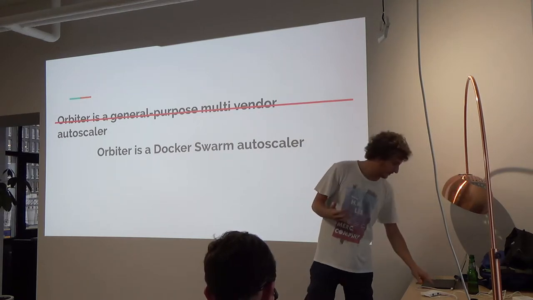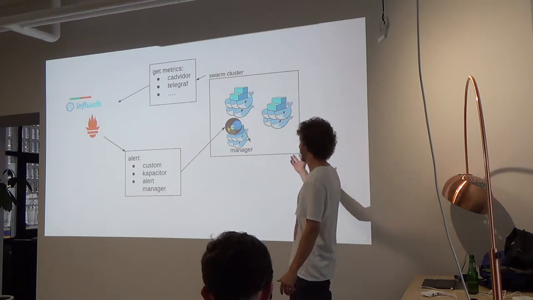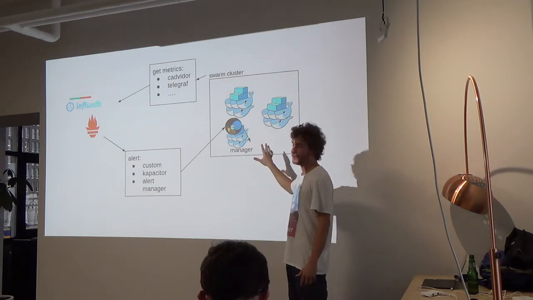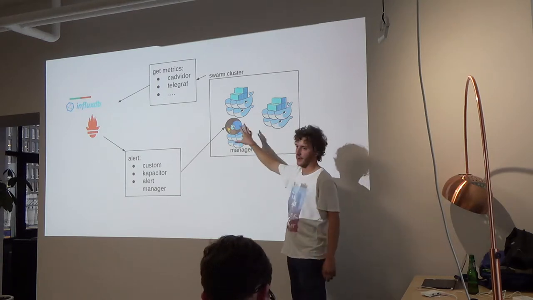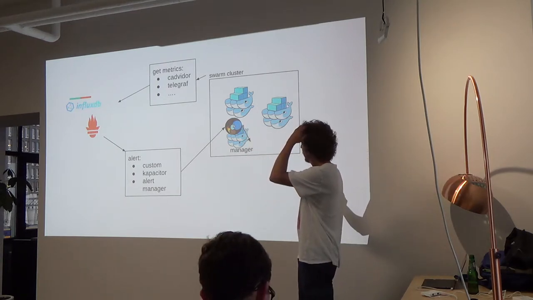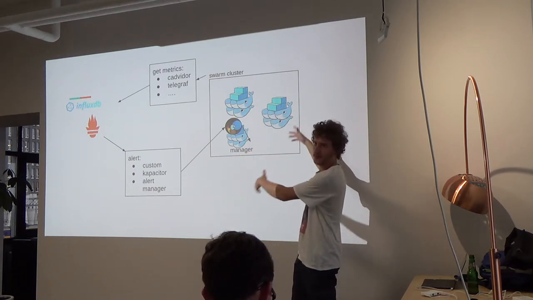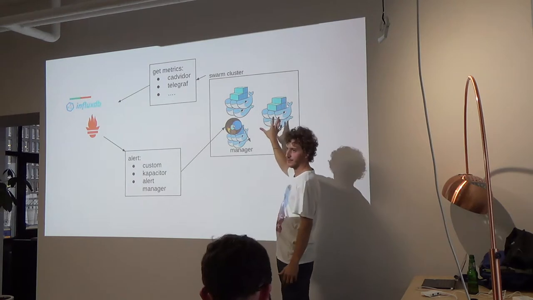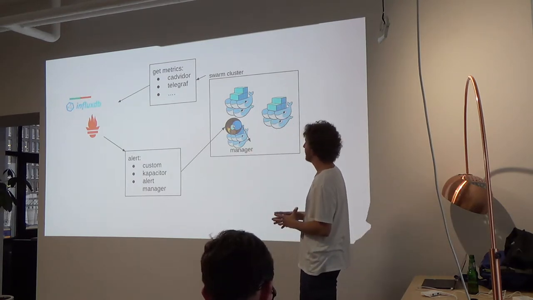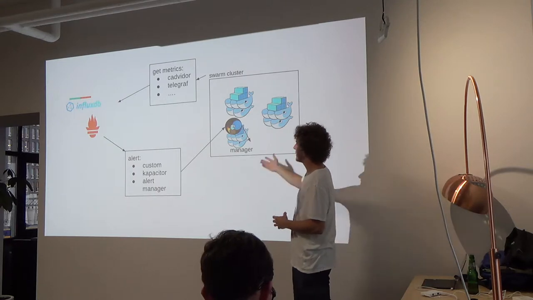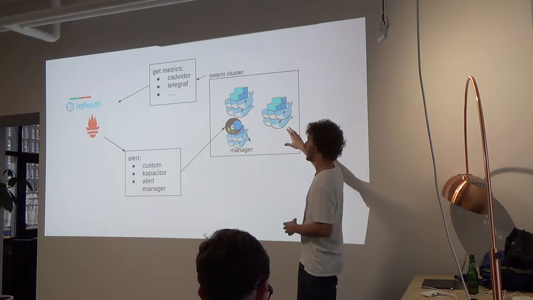Autoscaling is pretty simple. It works in this way. You have your application, your Swarm cluster, every image is a node, and we have the managers and the workers. We can have more than one of both, but in this example we have two workers and one manager, one master. In the master you deploy Orbiter. Orbiter is the application that I'm going to share later.